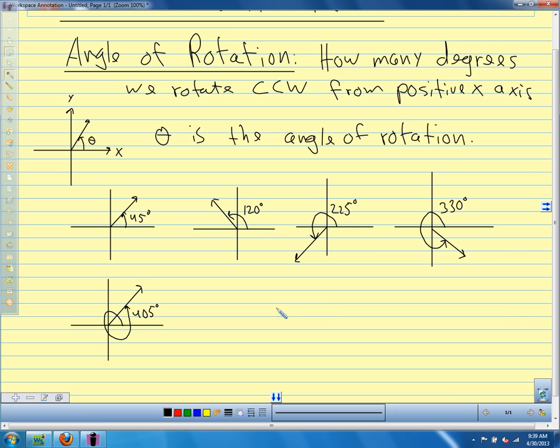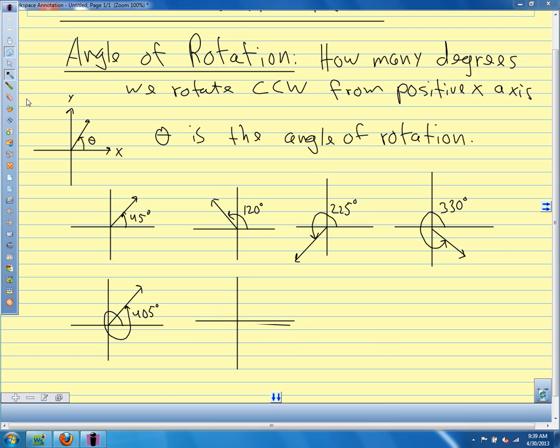Or it would say draw an angle of 327 degrees. And you draw it down here somewhere. And then we can also have a negative angle of rotation. Negative angle of rotation just means we're rotating clockwise instead of counterclockwise. So if we were down here, if we go to rotate this way, that could possibly be negative 45 degrees.